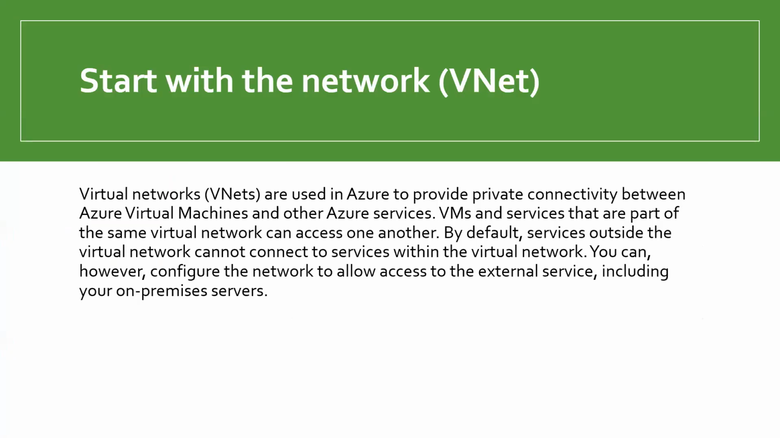And start with the network. Virtual network. Virtual networks are used in Azure to provide private connectivity between Azure virtual machines and other Azure services. Virtual machines and services that are part of the same virtual network can access one another. By default, services outside the virtual network cannot connect to services within the virtual network. You can, however, configure the network to allow access to the external service, including your on-premises servers.